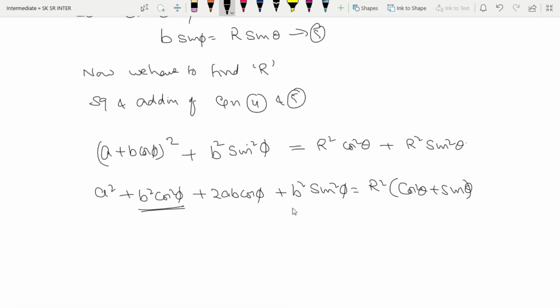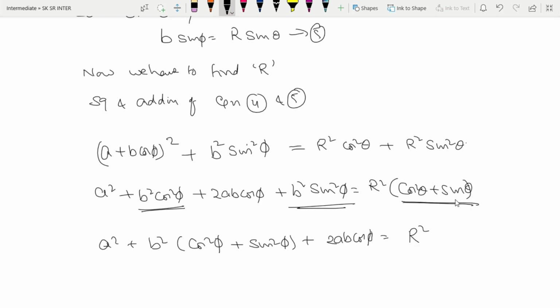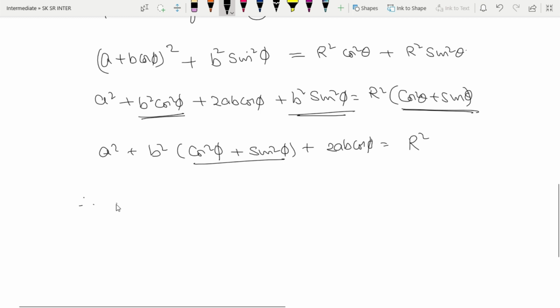Now take common factor of this b square, so a square plus b square into cos square phi plus sin square phi plus 2ab cos phi is equal to r square, because sin square theta plus cos square theta also equals 1. Therefore r square is equal to a square plus b square plus 2ab cos phi. This is the resultant amplitude of waves.